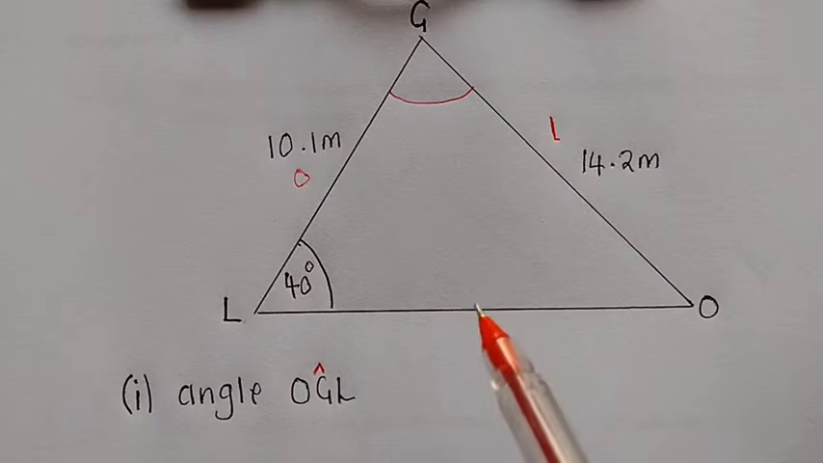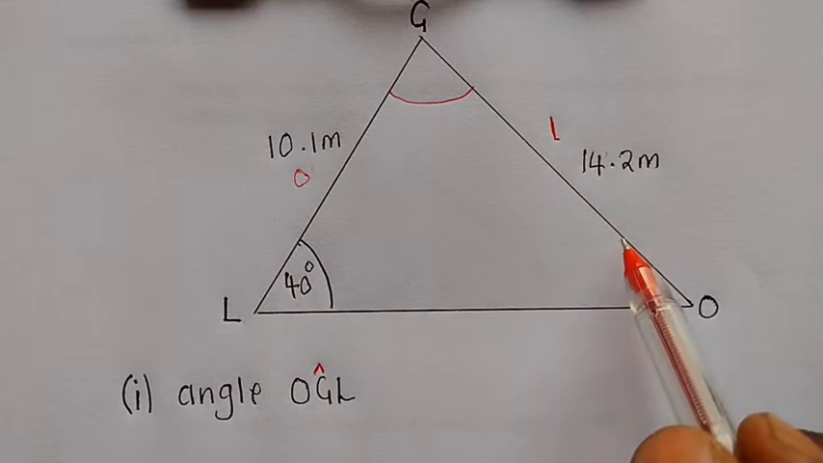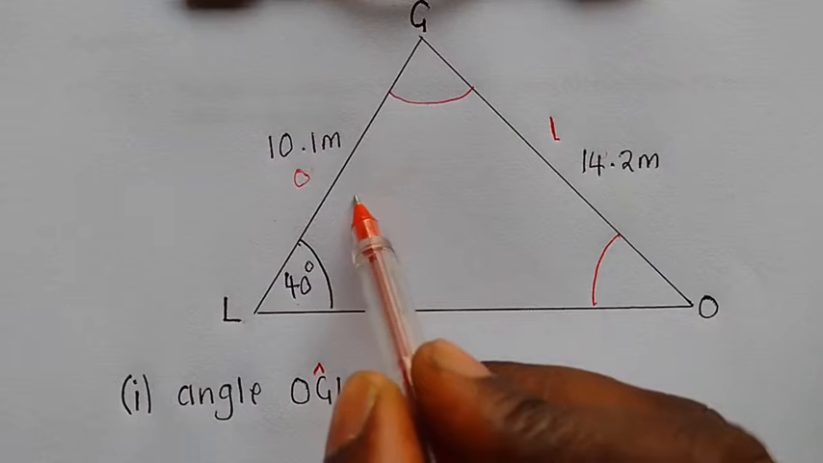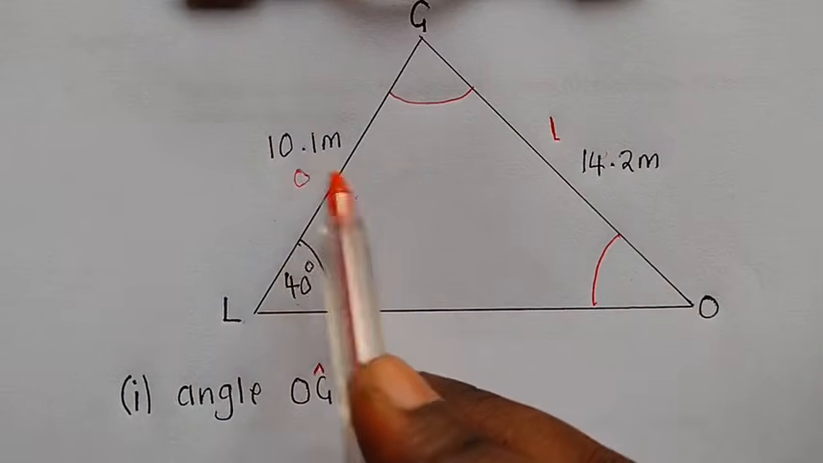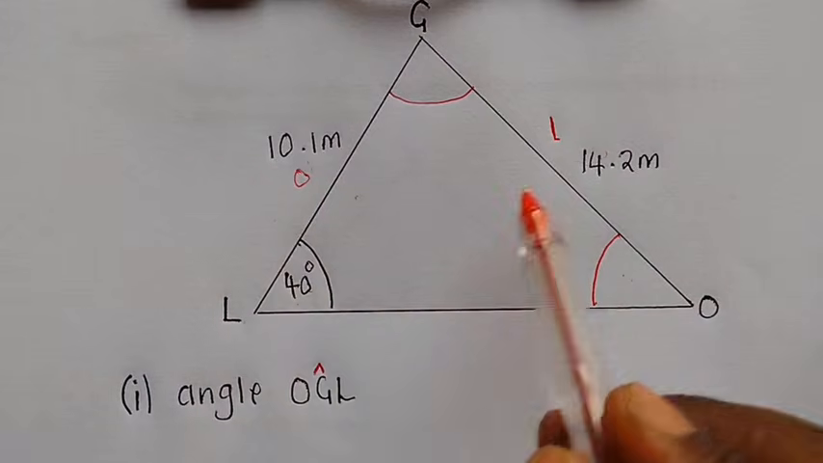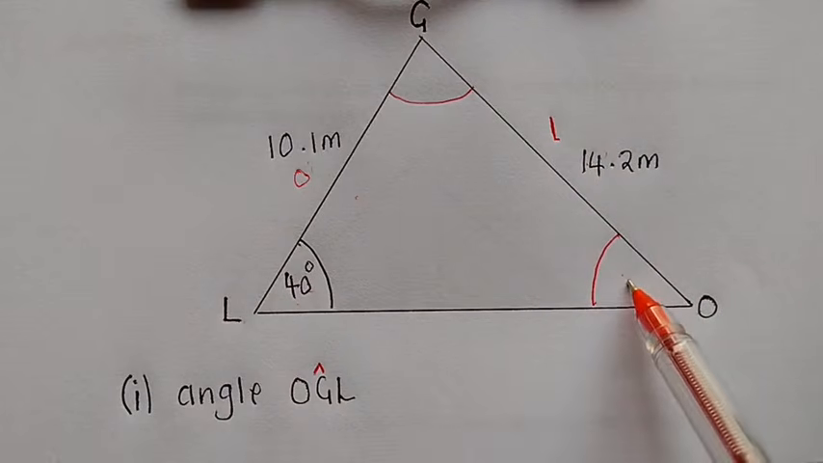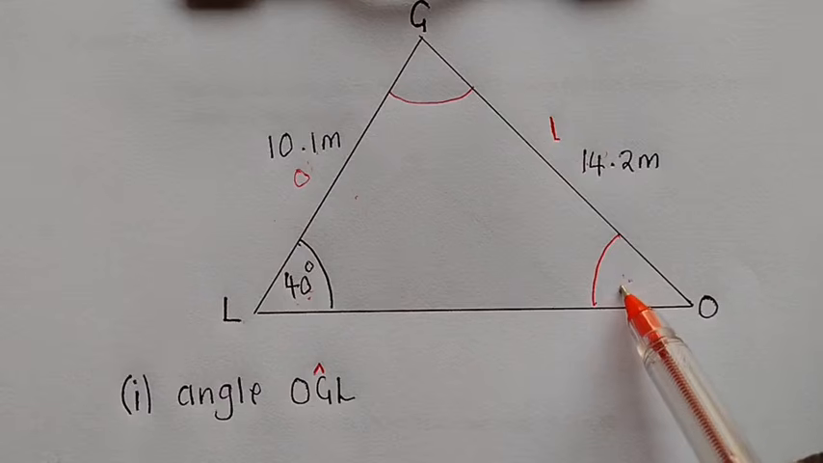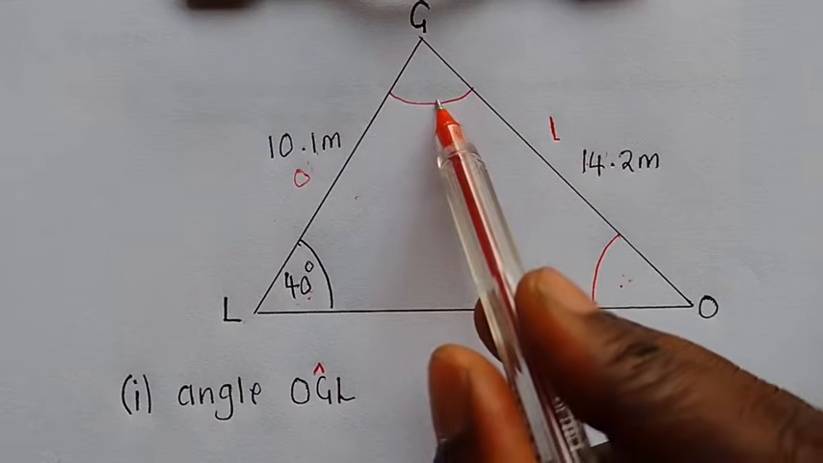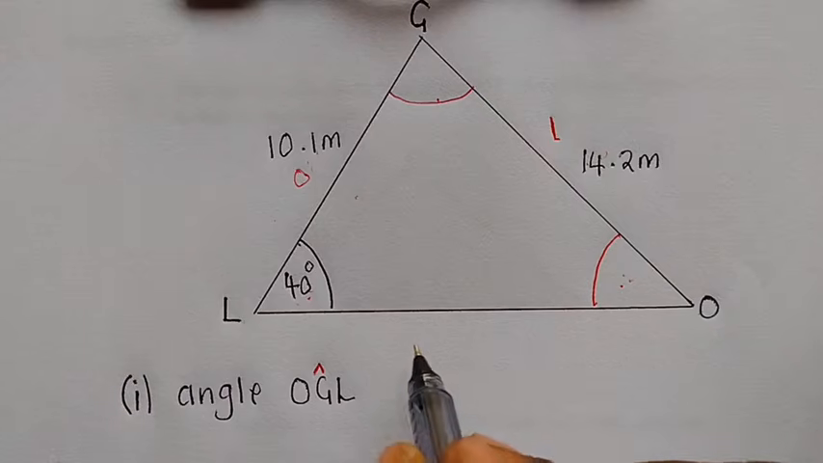Since we have these two sides and an angle right here, at O we don't have an angle corresponding to this side. So we're going to find an angle at O, because we have the side here but no angle. It will be easier to find an angle at O using this side and this angle. Then when we find the angle at O, we're going to use it to find the angle at G. In order to do this, we are going to use the sine rule.